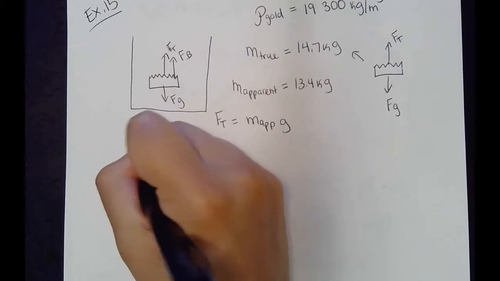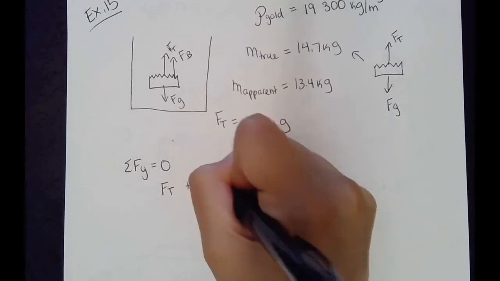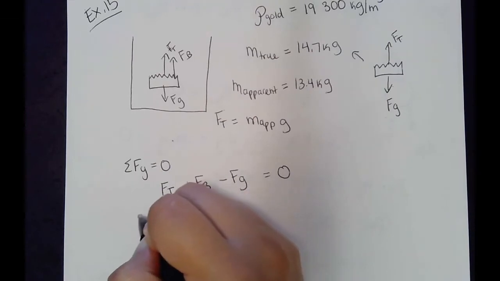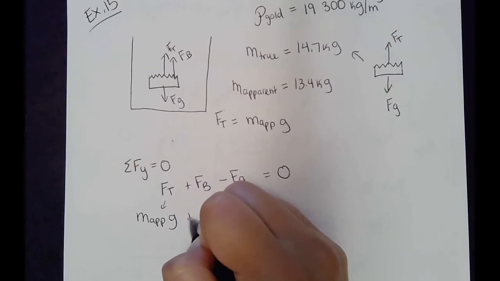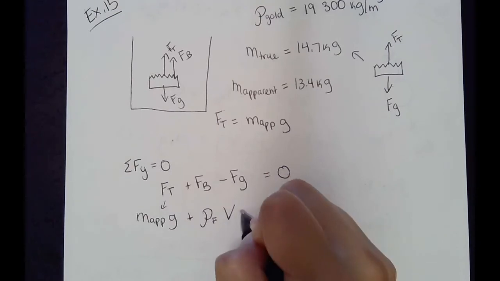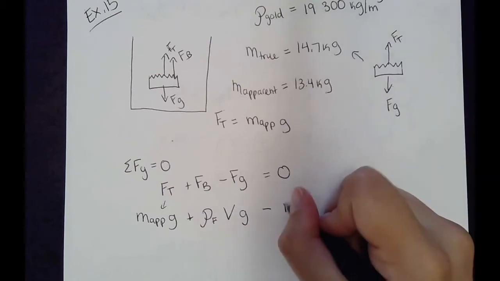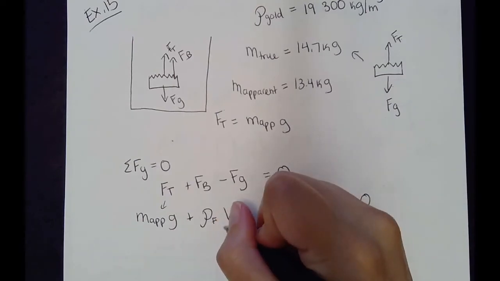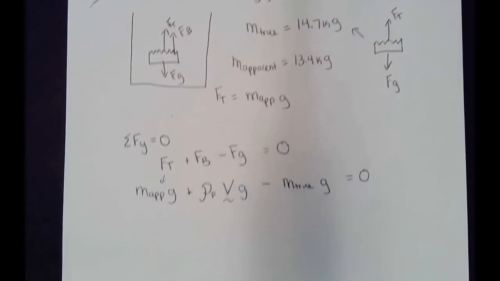We have the net force in the y direction equal to 0. So Ft plus Fb minus Fg equals 0. We're going to have M apparent times g for the tension force. Now the buoyant force is the density of the fluid, which is water, times the volume of the crown times g, minus its true weight, which is the mass in air, M true, times g, equal to 0. So let's solve for this unknown volume, and then we can use the true mass to find the density.